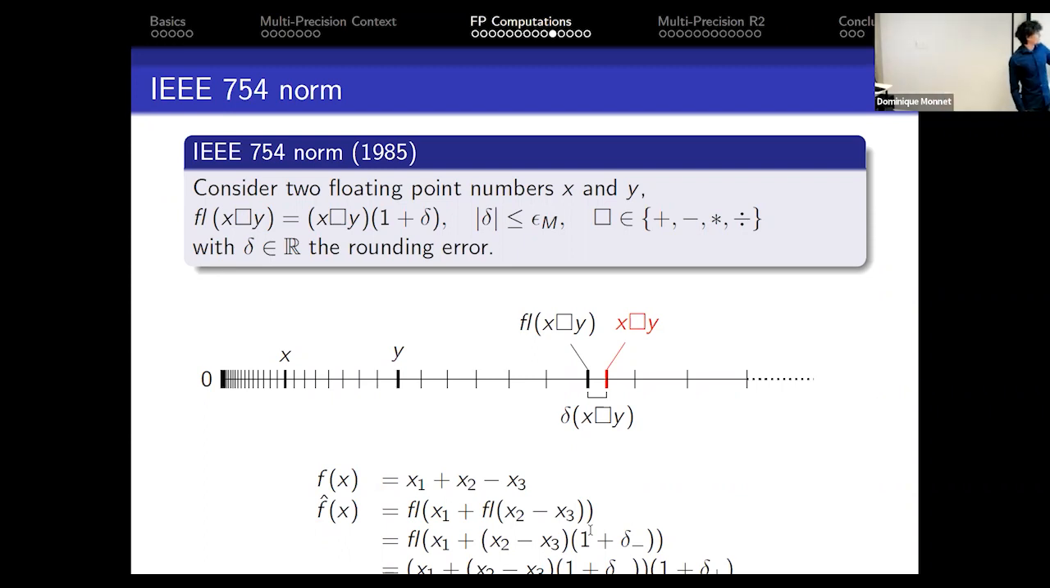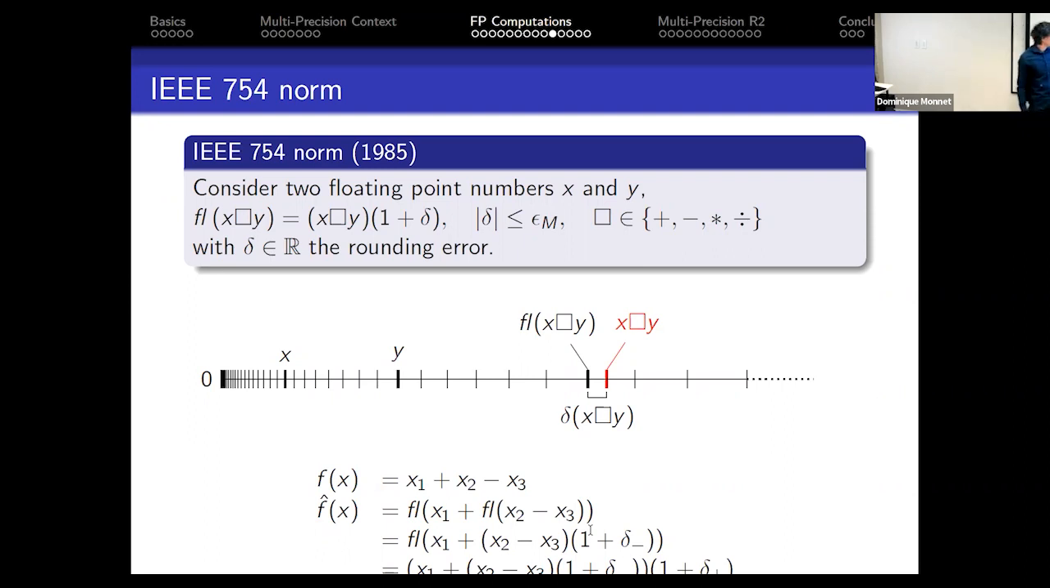I consider a simple function, just some addition or subtraction. So what I can compute is this one, and this one is going to be my approximation. When I put an FL here, it means it is for computations. So if I develop that, we can put it here.